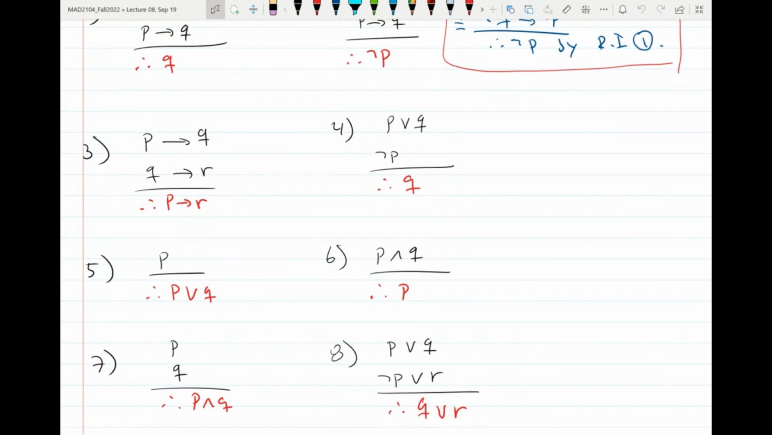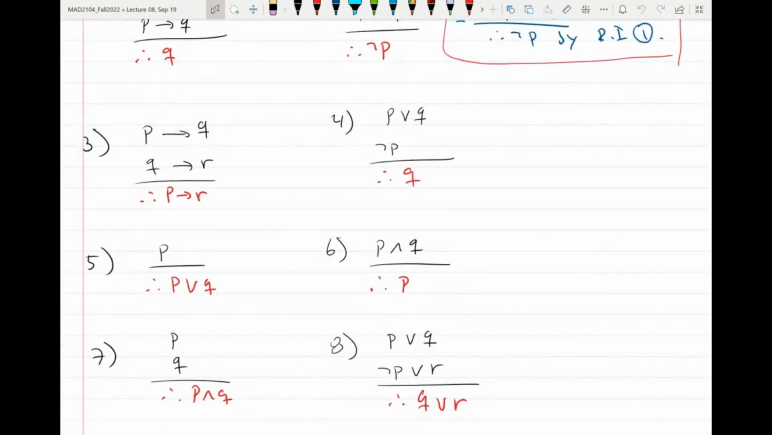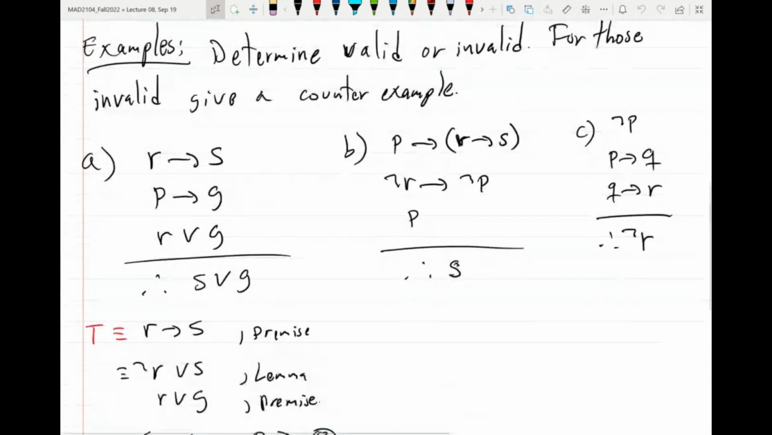So the question is, can you use them at your advantage? For example, remember rule 8. Among all of these, 8 is probably the most strange one, and the hardest one to remember. So, anyways, let's go ahead and finish this example. We did example A last time. Let's do B and C.